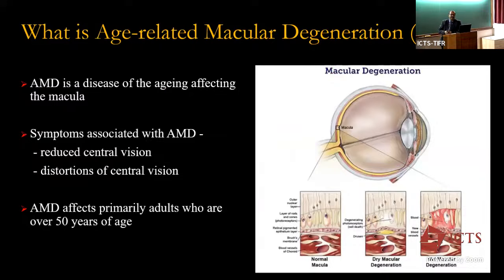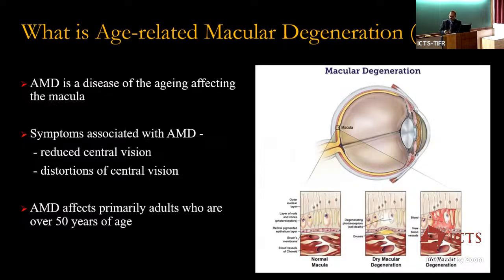So what is age-related macular degeneration, or AMD? And this is the acronym that I'm going to be using. So AMD is a disease of the aging affecting the macula. Symptoms associated are reduced vision, which is a gross loss in the number of lines you can read on that Snellen reading chart, as well as a distortion or waviness of that field. So while you may be able to read the letters, there may be a lot of waviness or blurring. And like I said, 50 is the magic number which we are kind of focused on.